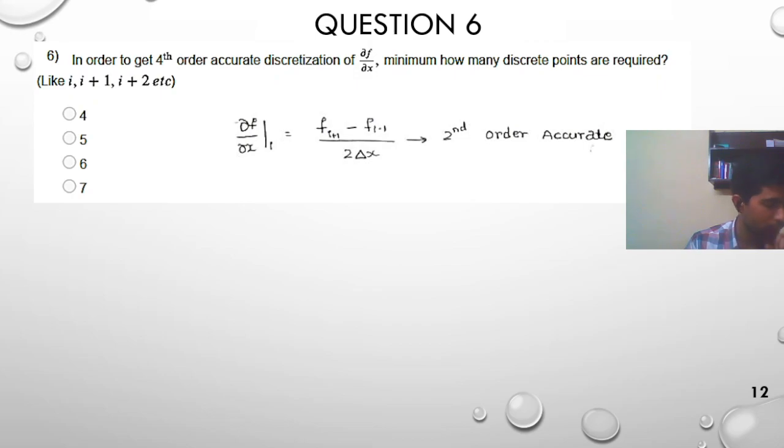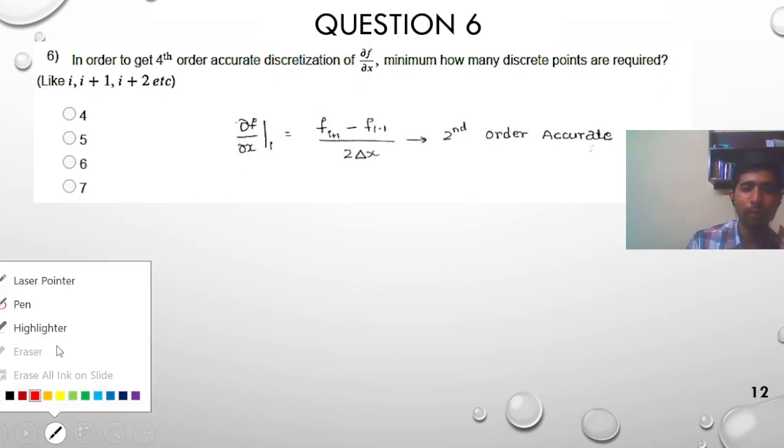Can you write down on the chat box if that is not clear? Okay, okay. So that is clear. So you should be using central difference. So I have written the central difference formulation here.